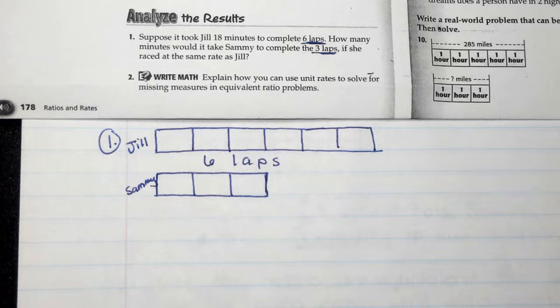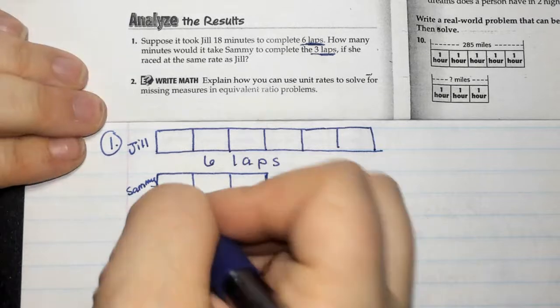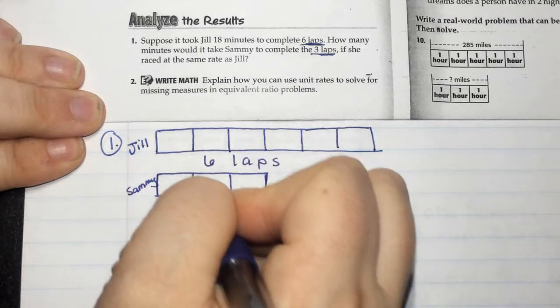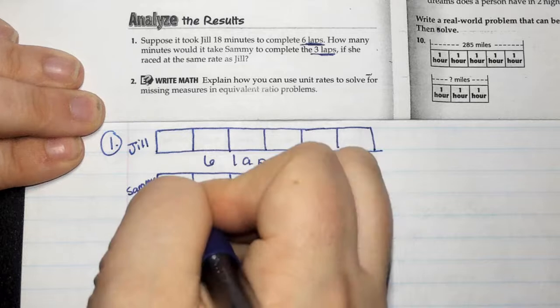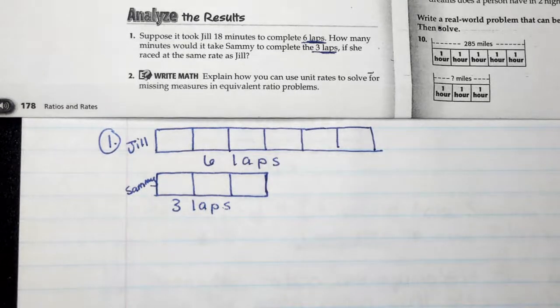Okay, so what do those 3 boxes represent? Brittany? The 3 laps that Sammy ran. And 1 box, of course, would be? 1 lap. Okay? All right.